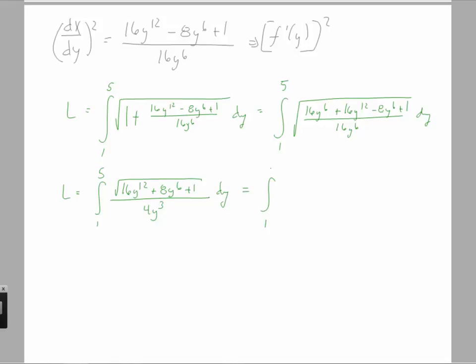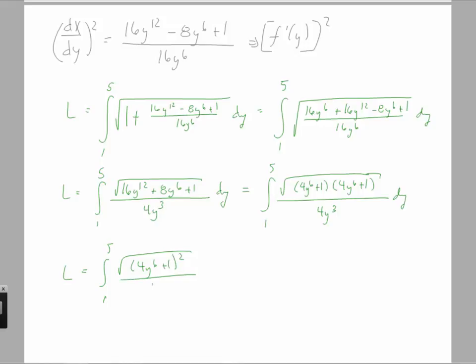It's still not in a form we can integrate, but I do notice that 16y to the 12th plus 8y to the 6th plus 1 is simplifiable, if that's a word. This would be (4y to the 6th plus 1) and (4y to the 6th plus 1). So if you look at factoring that, kind of like a reverse FOIL, that would work perfect. Integral from 1 to 5, square root of (4y to the 6th plus 1) quantity squared over 4y cubed, dy.